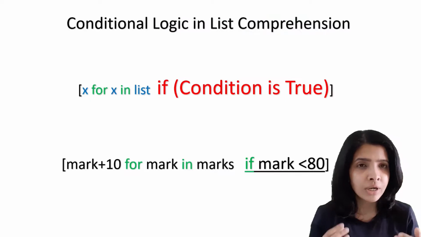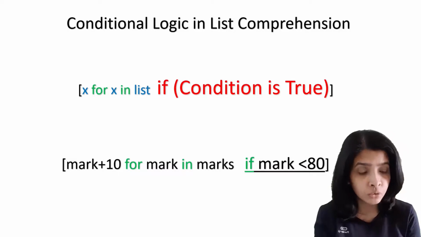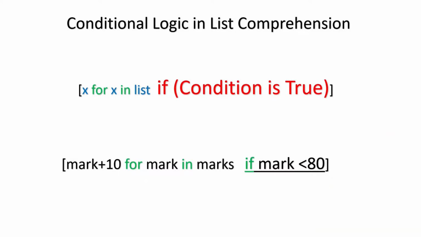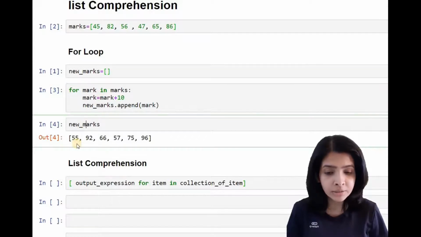We can also give a conditional logic in a list comprehension like we do in a for loop. The output expression or the calculations will be done if the if clause is true. This is the for loop by which we have created a new list called new marks that has 10 points added to the original list of marks.